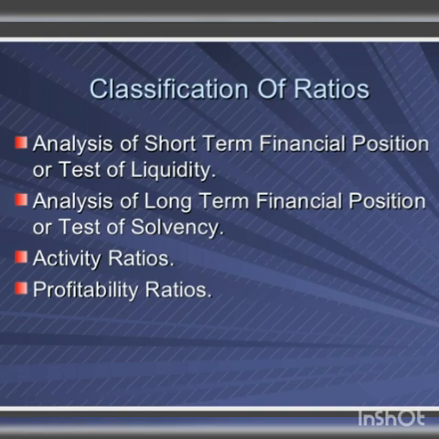Next is composite ratio. If a ratio is computed with one variable from income statement and another variable from balance sheet, it is called composite ratio. These are the important types of ratios.